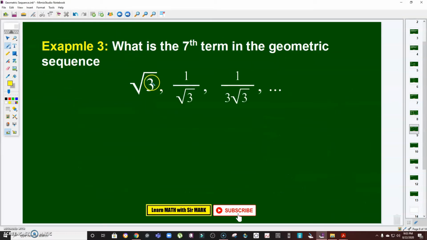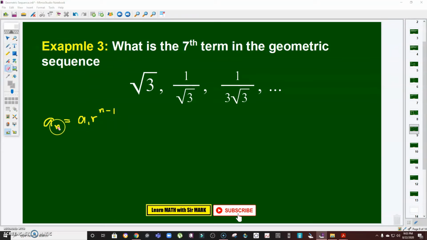Okay, example number 3. What is the 7th term of the geometric sequence: square root of 3, 1 over square root of 3, 1 over 3 square root of 3, and so on? Okay, to get the 7th term, recall natin yung formula. The formula for finding the nth term is a sub n equals the first term, a sub 1, times r raised to n minus 1.